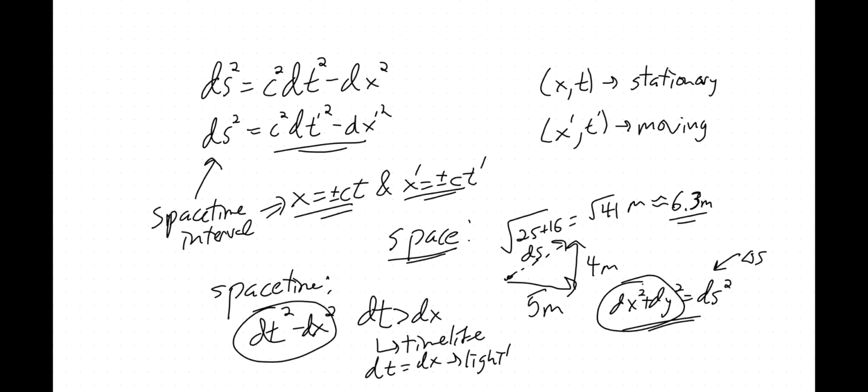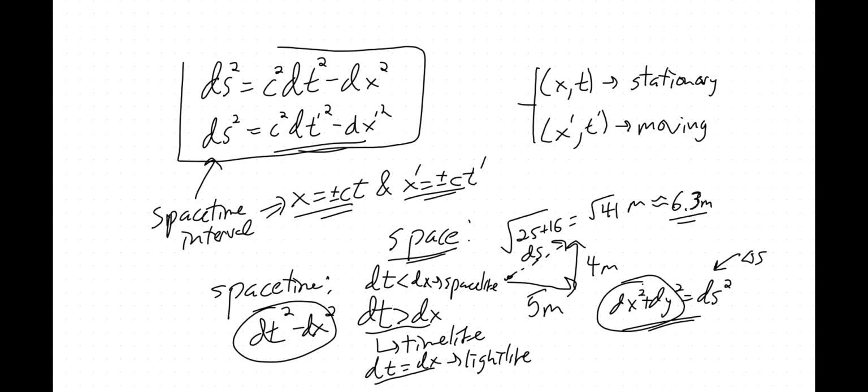And if space dominates, then it's impossible. That is space-like because then you're moving faster than the speed of light. So here's kind of our coordinate system. Here's what it means. Here's the space-time interval. This is really, really important that that's constant. Sorry, this is a universal invariant.